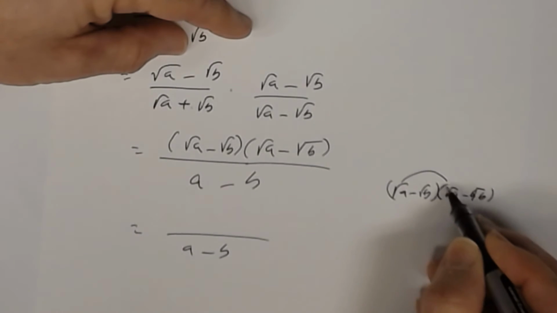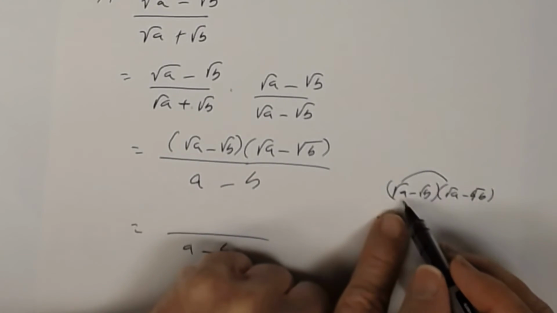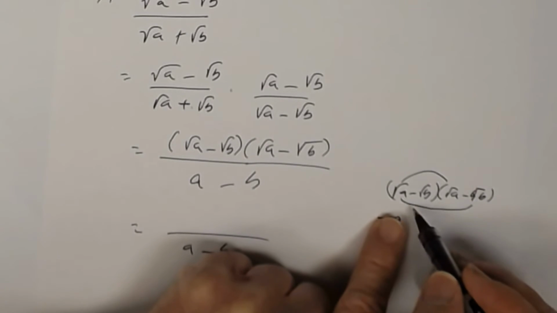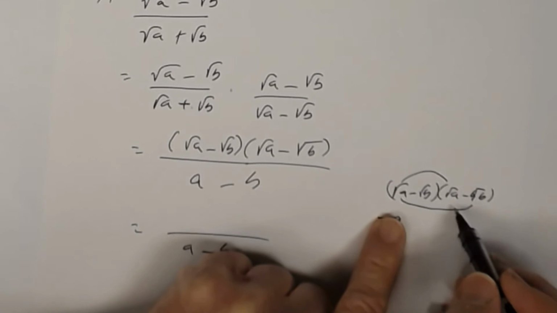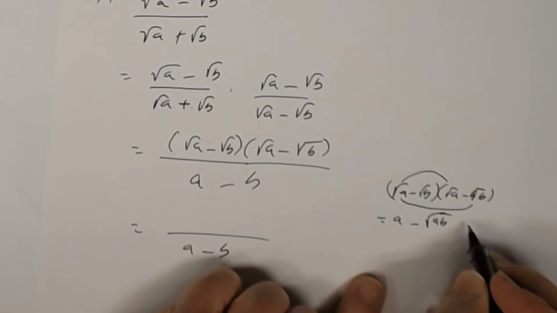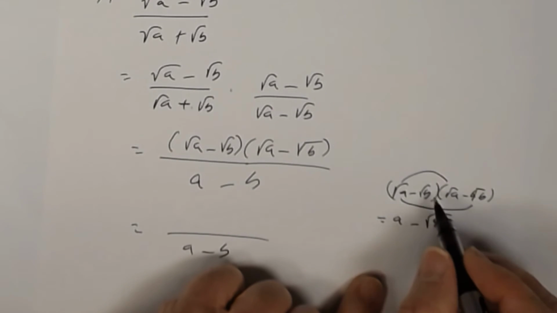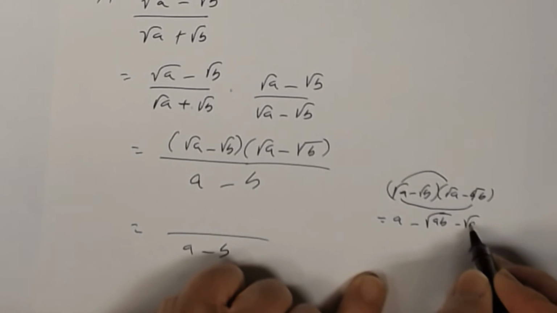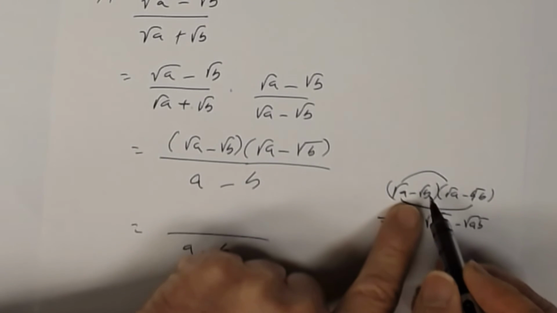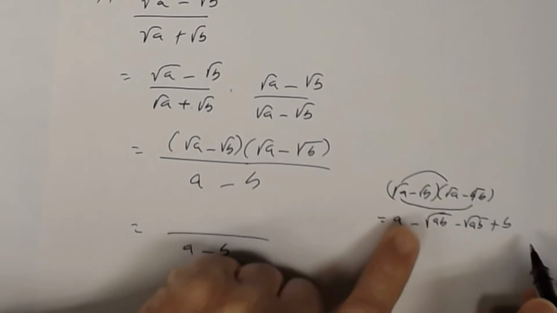Okay. Square root of a times square root of a is a, right? And then the outer, the square root of a times negative square root of b is negative square root of ab. Okay? The inner, negative b times the square root of a is also negative square root of ab. And then last, a negative times a negative is a positive, and b times b is b.